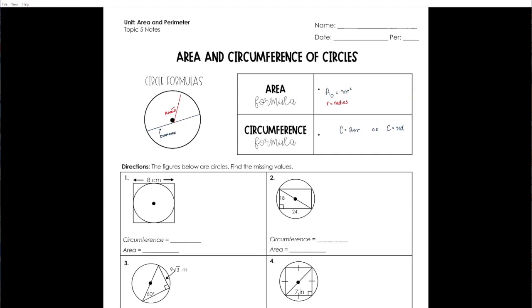So this should be something familiar to you. The area formula of a circle: area is pi r squared. Remember, the radius goes from the center to the outside, and diameter is from the outside all the way to the other side, passing through the center.